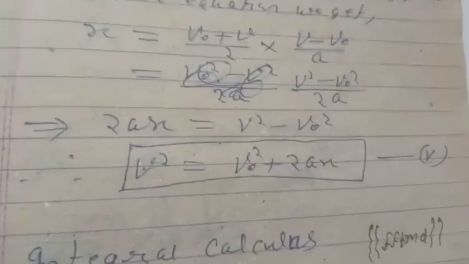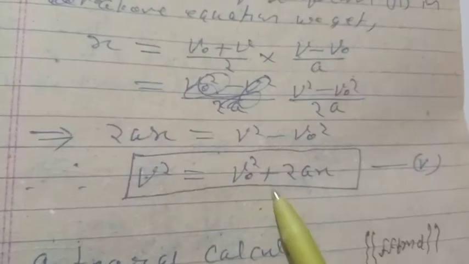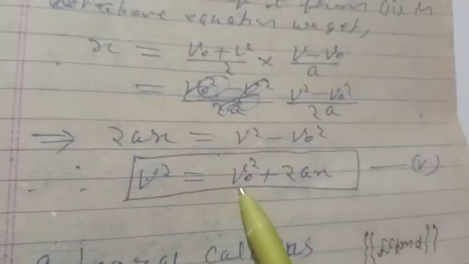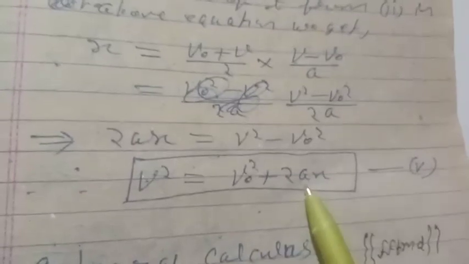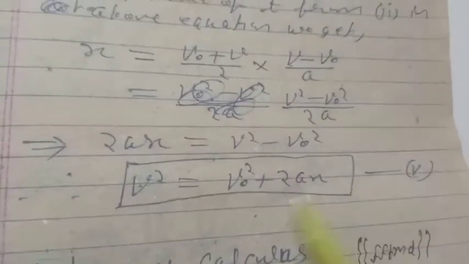So we also proved this equation, that is, the kinematic equation comes out to be v square equals v naught square plus 2ax, where v is the final velocity, v naught is the initial velocity, a is the acceleration, and x is the displacement for one dimensional motion.